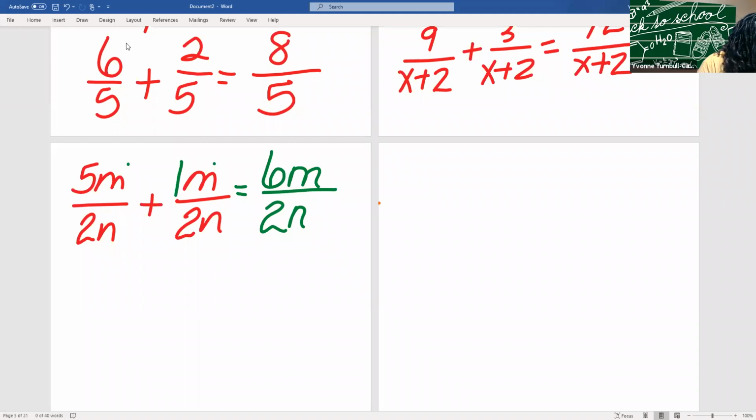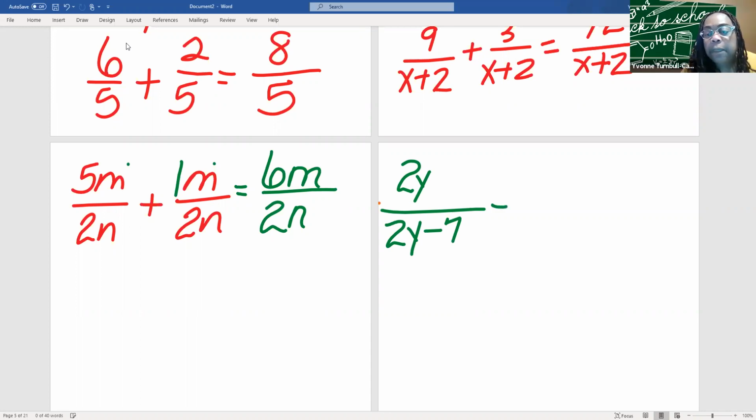All right, now let's change it a little bit and go to subtraction. Okay, let's see. We have 2y over 2y minus 7, and that's subtracted by 7 over 2y minus 7.